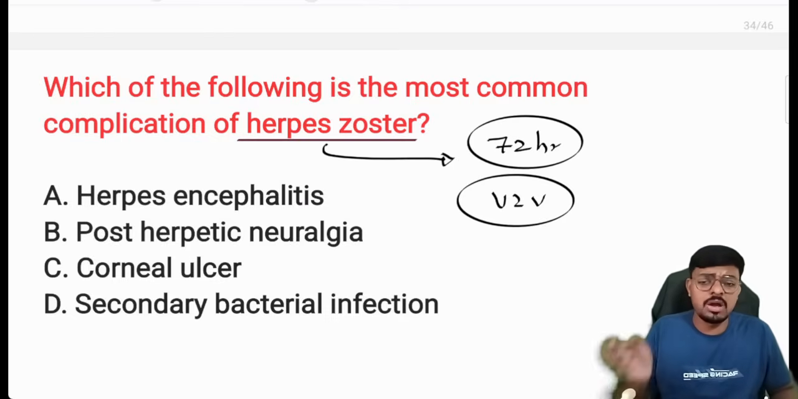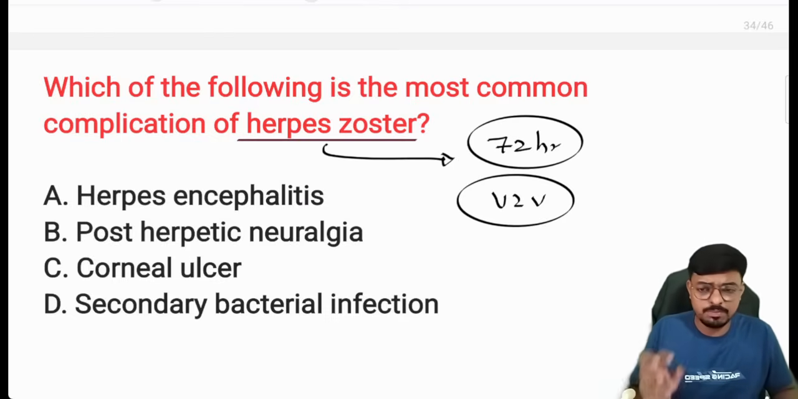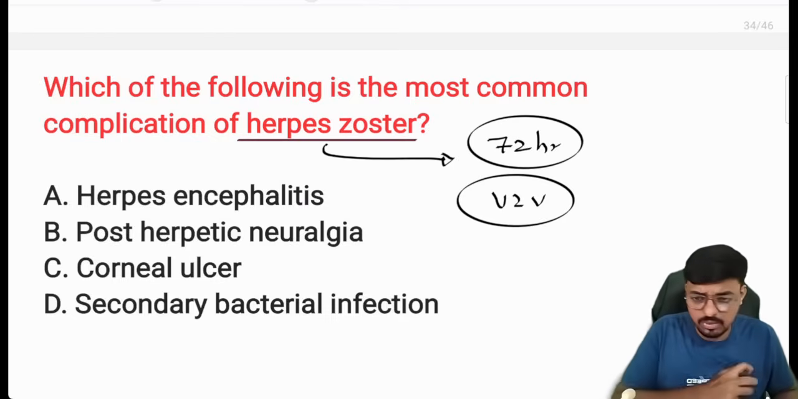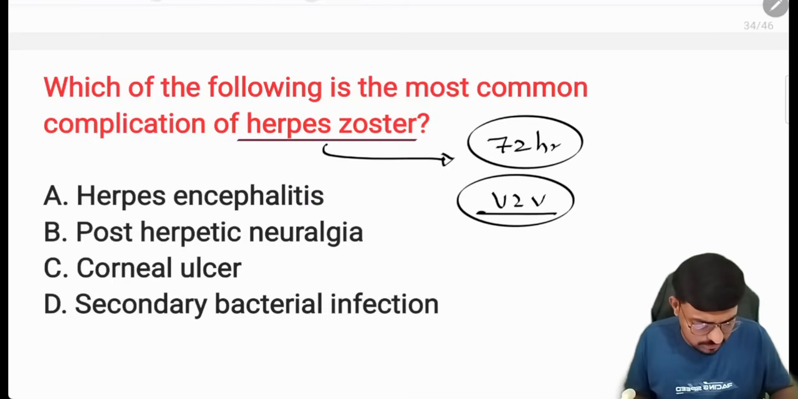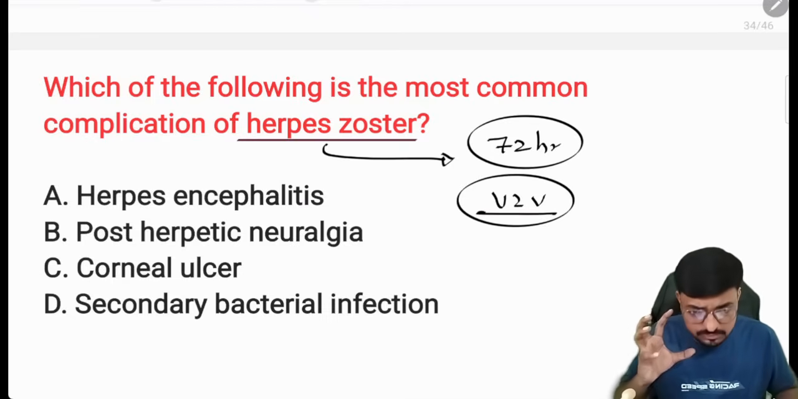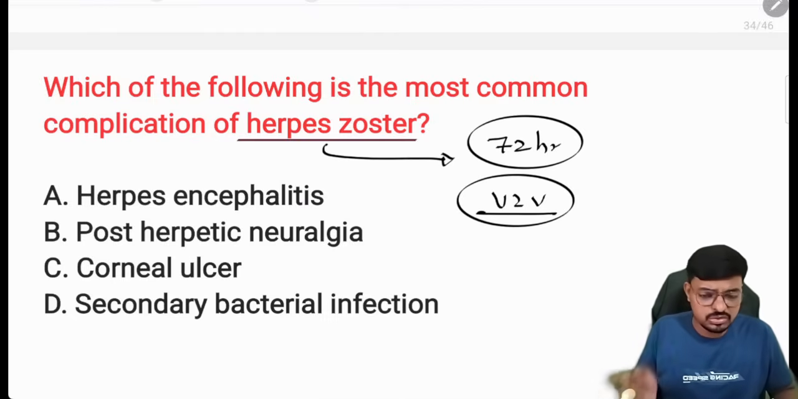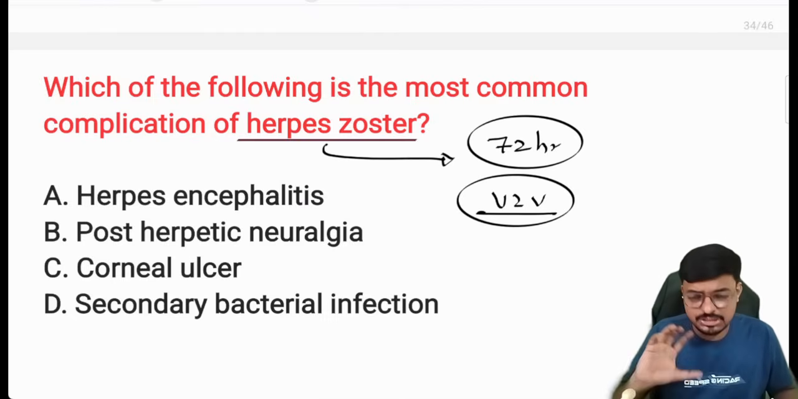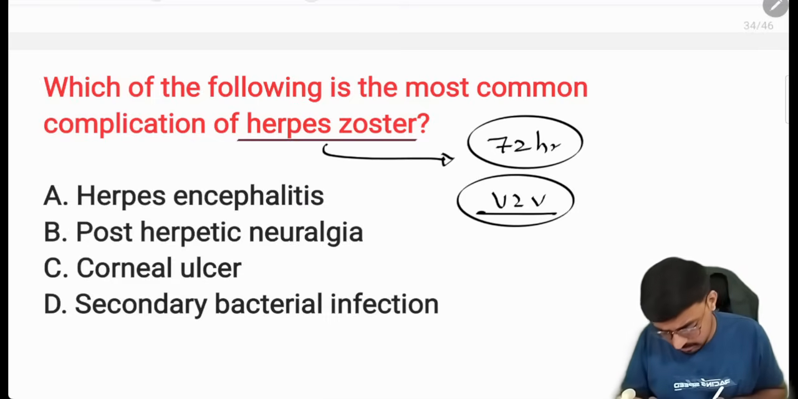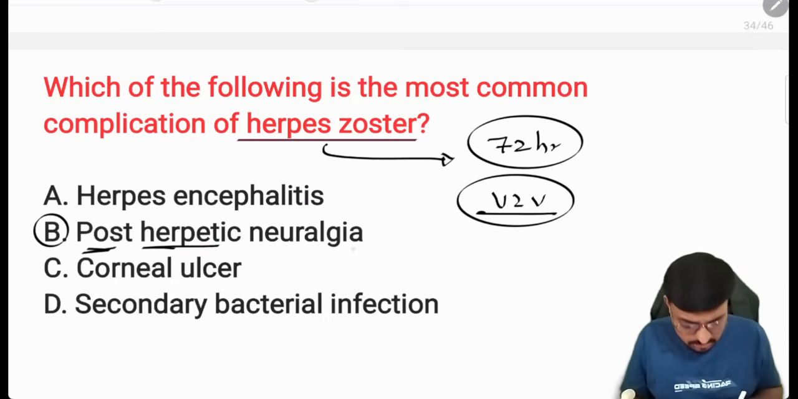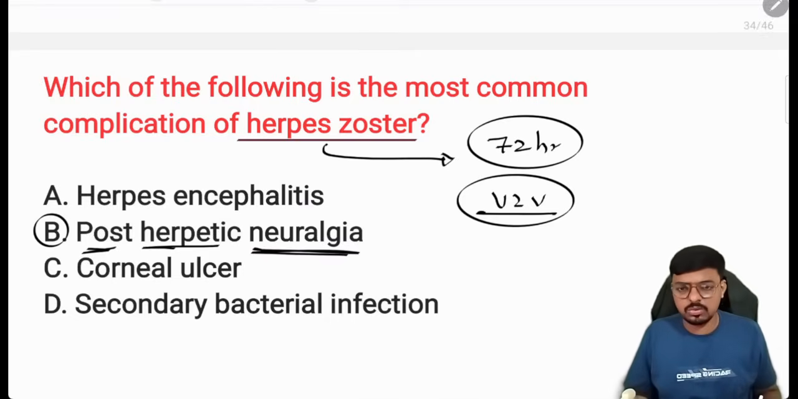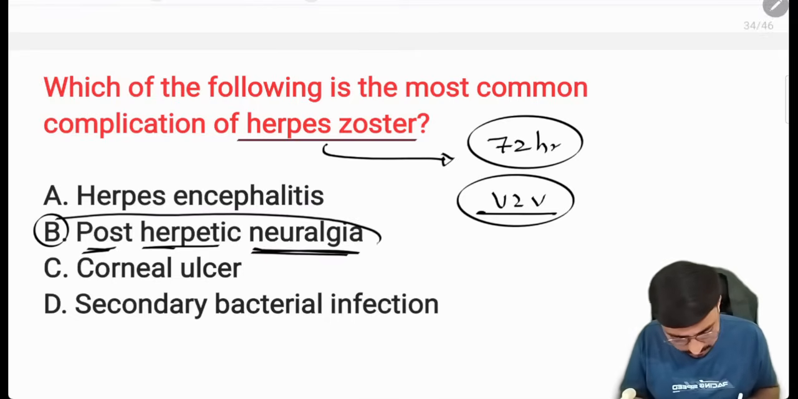That is the reason that even after treatment the patient will get nerve pain. That is the most common complication of herpes zoster. Why? Because the varicella zoster virus is stored in the sensory nerve of the dorsal ganglia. That is the reason that even after the complete treatment the patient will get the herpetic pain. After the herpes zoster, the patient gets nerve pain, which is the post herpetic neuralgia, the most common complication of herpes zoster.